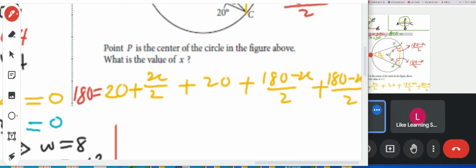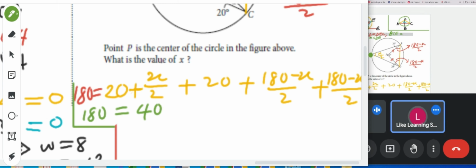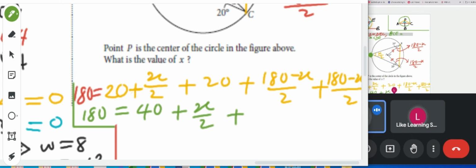Sorry, I can see you're getting tired. All right, let's just solve it and conclude. This will be 180 equal to 20 plus 20, that is 40, then plus x over 2, then plus 180 minus x over 2 plus 180 minus x over 2 will just give us 180 minus x.